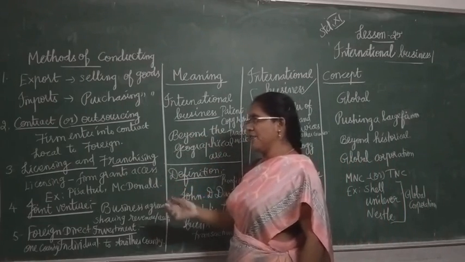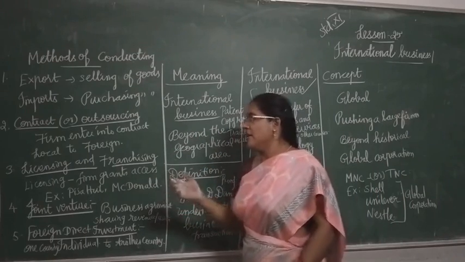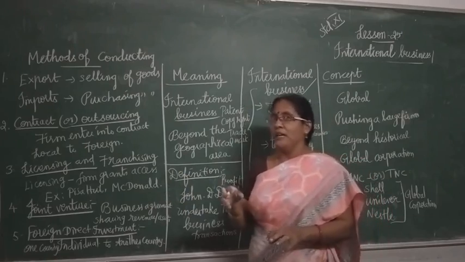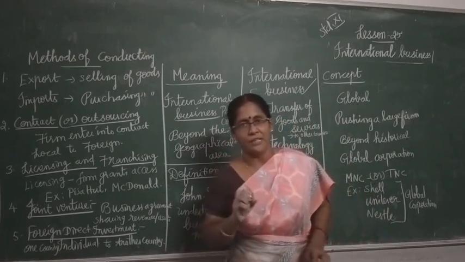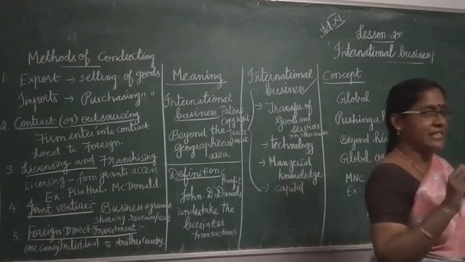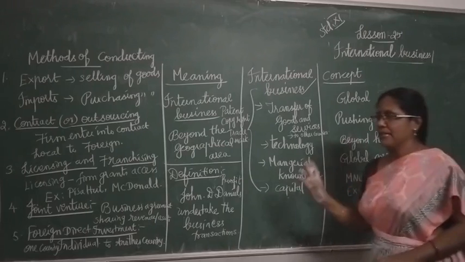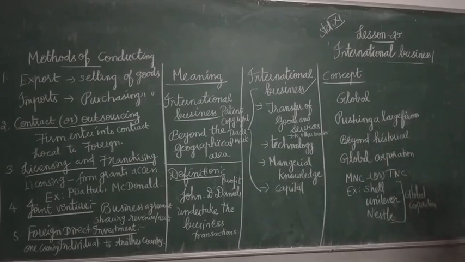Then licensing and franchising. Franchising means we are getting the royalty from the franchisee. For that the franchisee has to pay the royalty amount. The royalty amount alone will be very high. The remaining business operations will be looked after by the franchisee. That is called licensing and franchising.